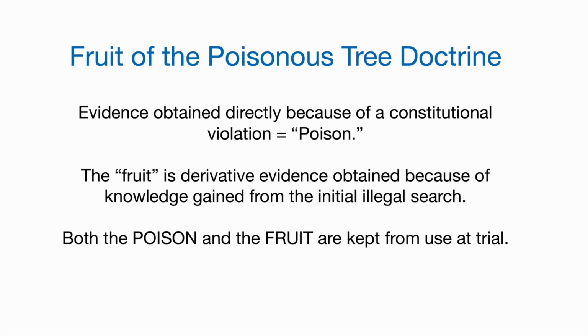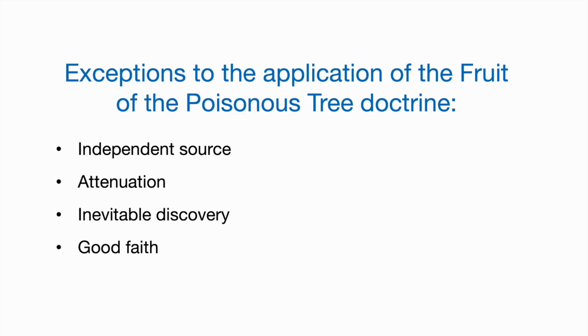So the police cannot violate someone's rights and by doing so discover something that they otherwise would not have found and use that information to then obtain other evidence that they want to use at trial. Exceptions to the fruit of the poisonous tree doctrine being applied in criminal trials are independent source, attenuation, inevitable discovery, and good faith.